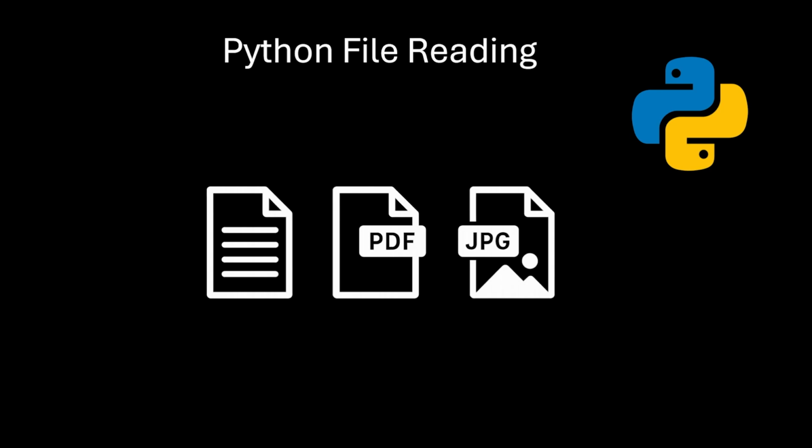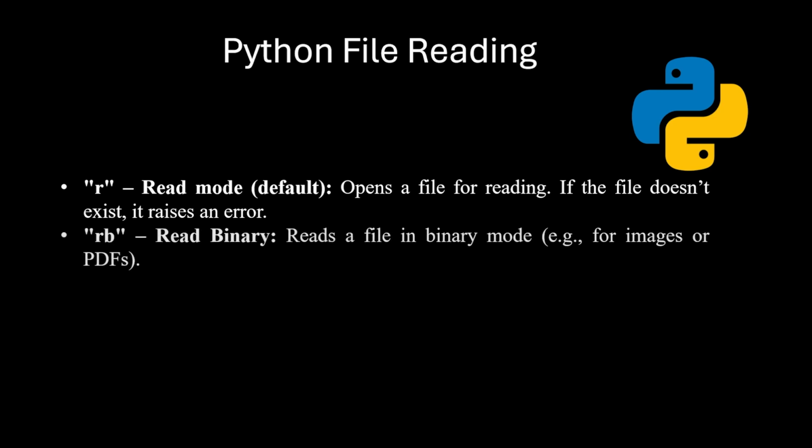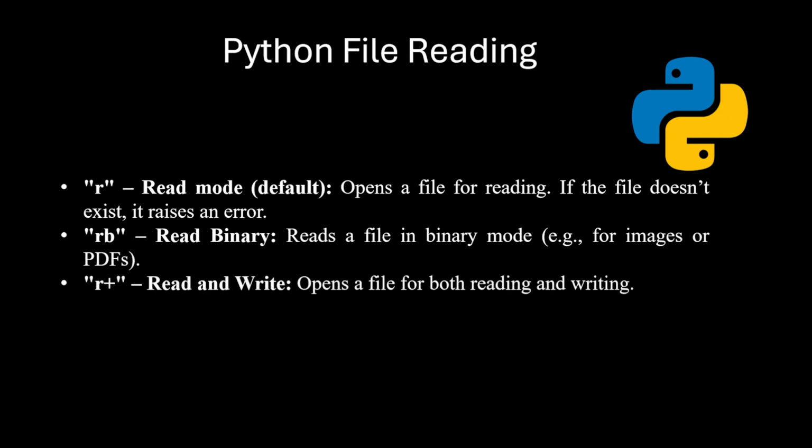In Python, file reading modes determine how a file is accessed. Most common ones are as follows. The first one is r, which opens a file for reading. If the file doesn't exist, it raises an error so you cannot open it. Another one is rb, which means read binary, reads a file in binary mode. An example is images or PDFs, which are not text files. So if you are dealing with files other than text files, you can use this. The other one is r+, which means read and write, opens a file for both reading and writing.